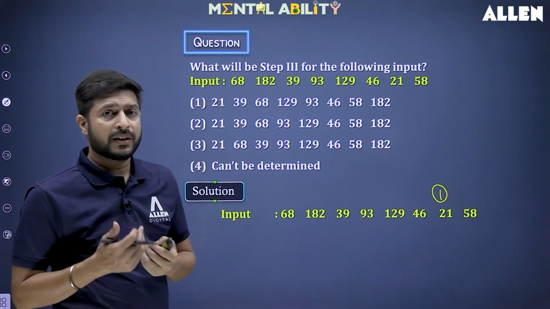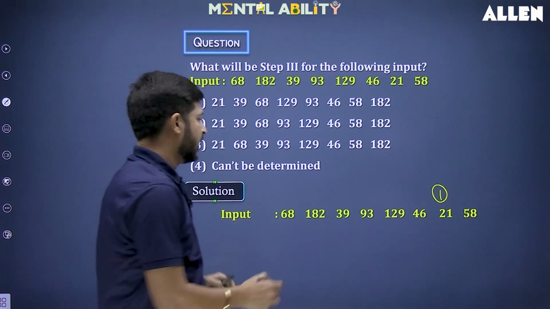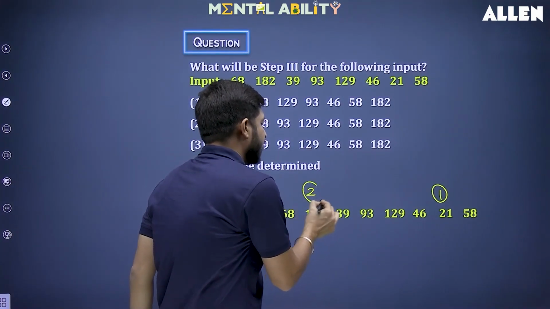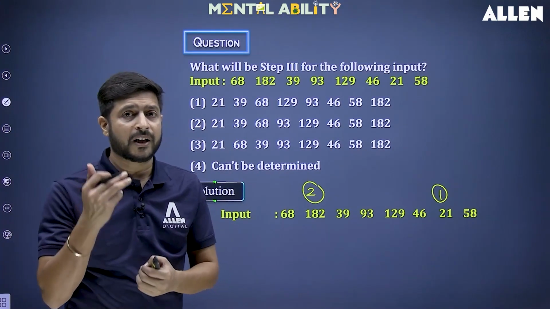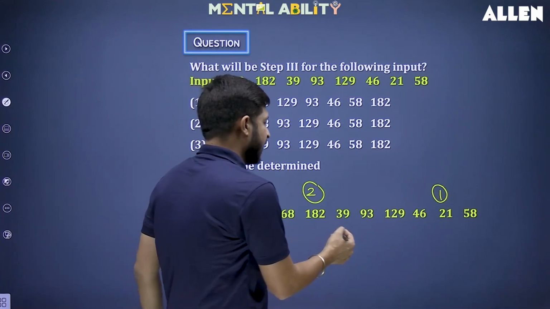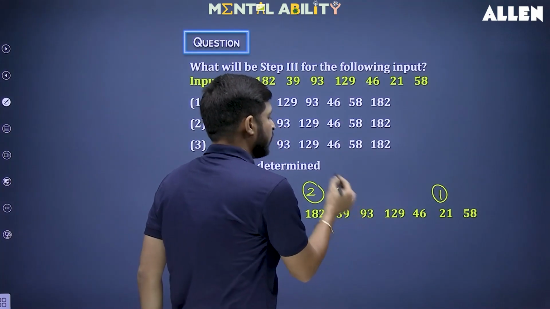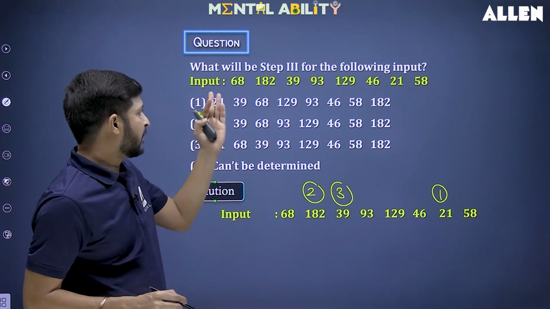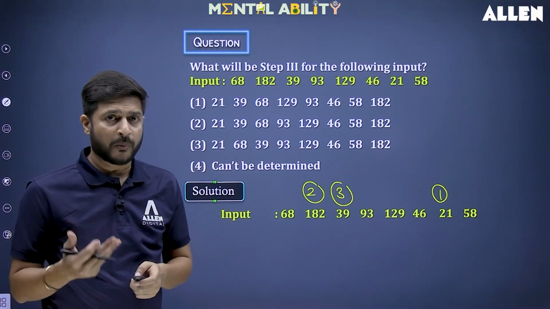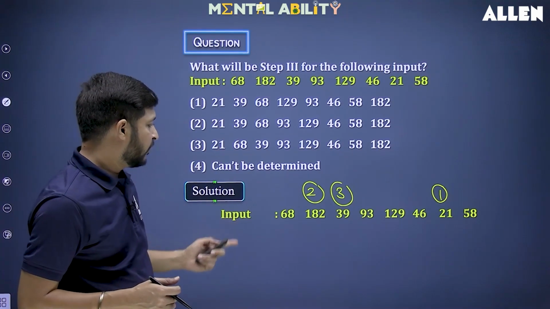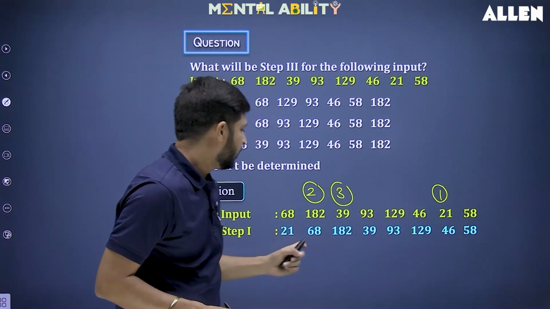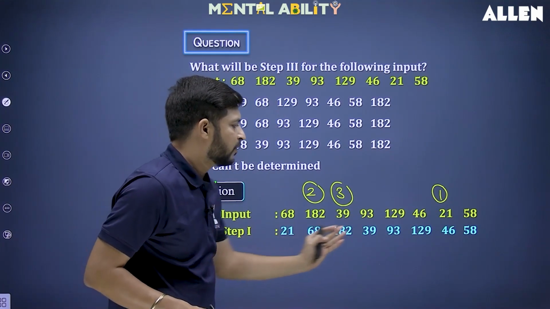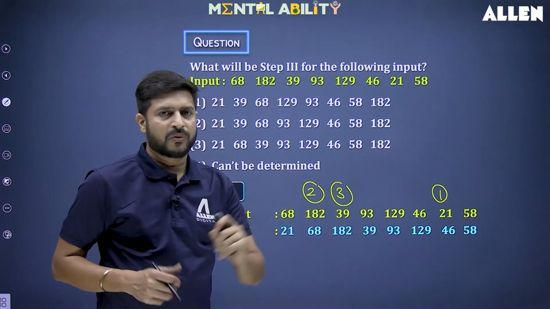Now if I talk about the second step, it should be 182. In the second step, 182 will be arranged, and in the third step, the number just greater than 21, which is 39, will be arranged. So it will be the third step. We are supposed to find out the third step only, and we are provided with four options over here. In the first step, from input to step number 1, this 21 will move over here, and the rest of the numbers will be shifted one place to the right.